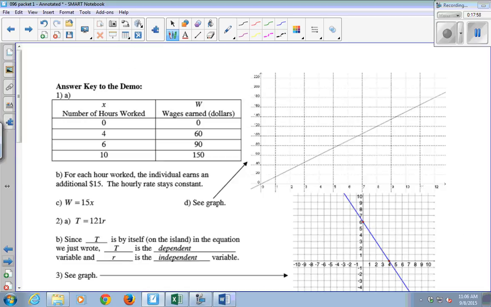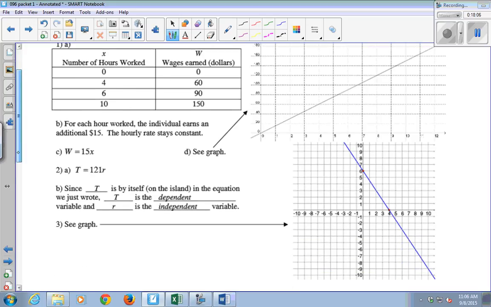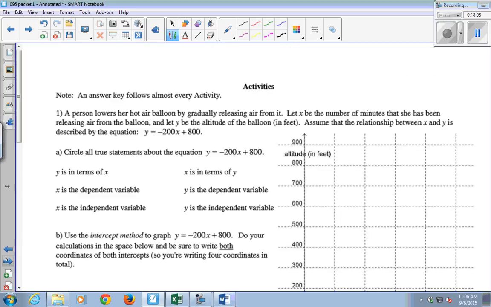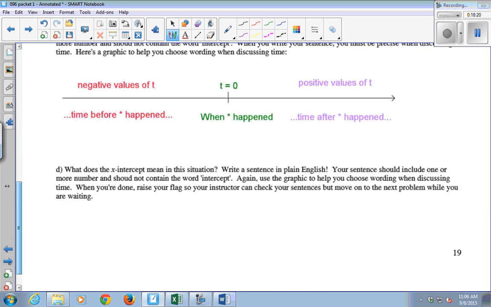Okay, all the demos are typically followed by an answer key, but we just filled it all in together, so you don't have to worry about this unless you miss class and you're doing it by yourself. After that answer key comes activities. So for the remainder of today's class, 35 minutes, you're going to work through the activities for lesson 3 that start on page 19.